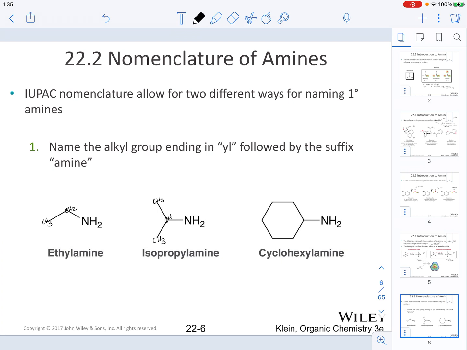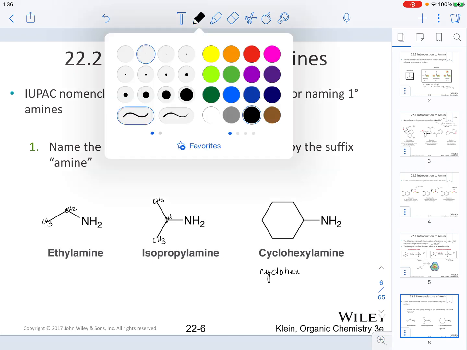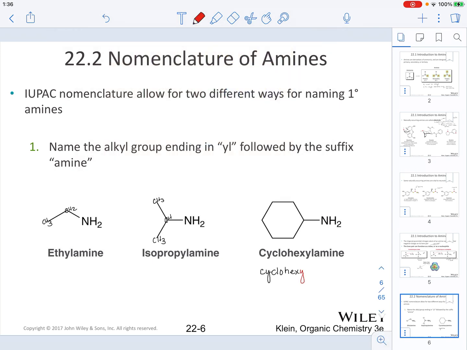And lastly, we have cyclohexylamine, because remember that we have a cyclic system, so all we're doing is writing cyclohexane, which is the name of the substituent, removing the ane ending, putting a YL ending, and then adding the word amine.